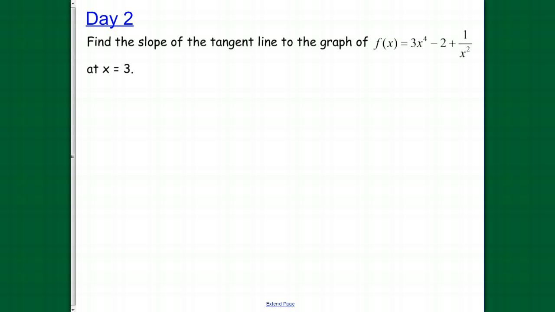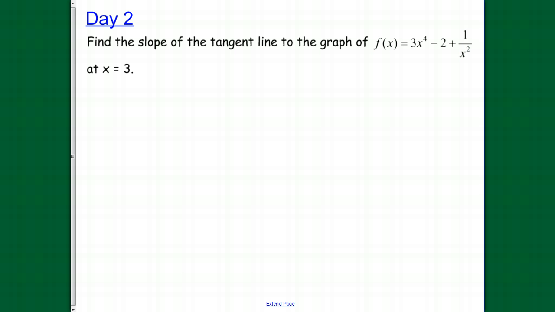Now remember, the definition of a derivative, it is the instantaneous rate of change, which graphically it means it is the slope of the tangent line at a certain x value. So we're going to apply some of those same questions that we talked about then, just using the quick way to find the derivative. So this problem says, find the slope of the tangent line to the graph of that at an x value of 3.